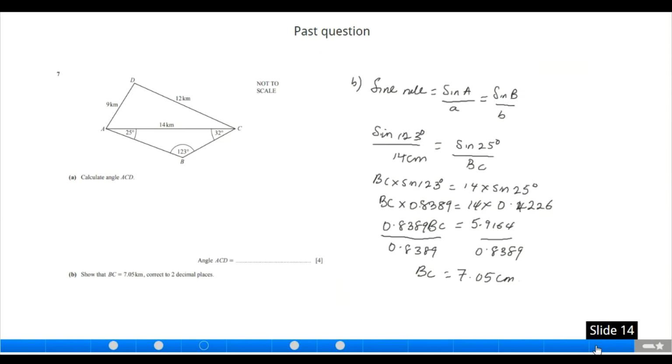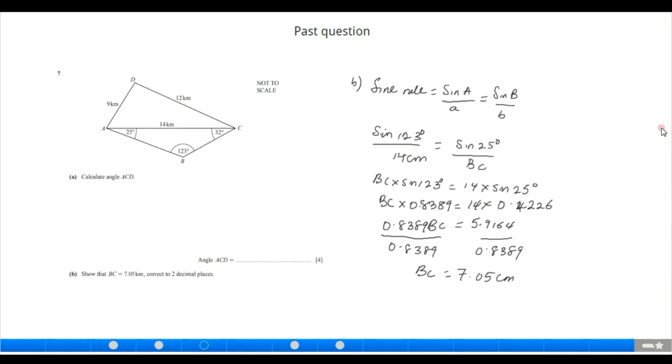Let's look at the next one. Now, the other part tells us that we should show that BC is 7.05 kilometer. So if we have to do that, let's look at it. We have how many sides there? We have side B, we have side A. All we need to do is employ the sine rule, since we are looking for side BC, and we have two angles there.